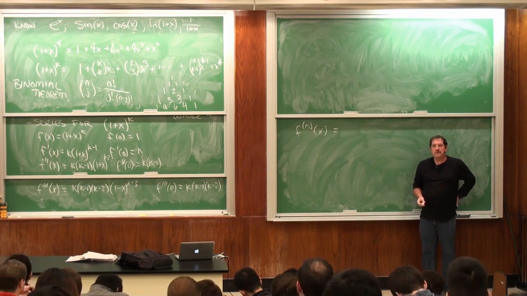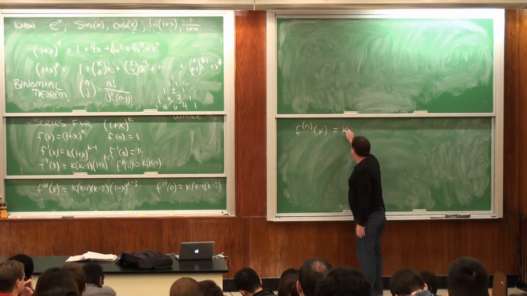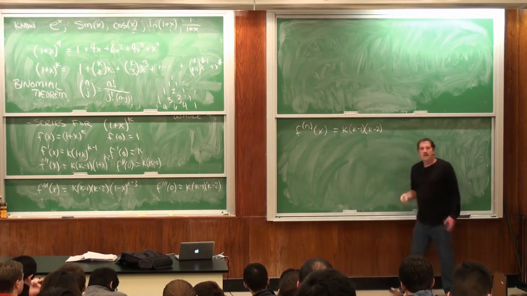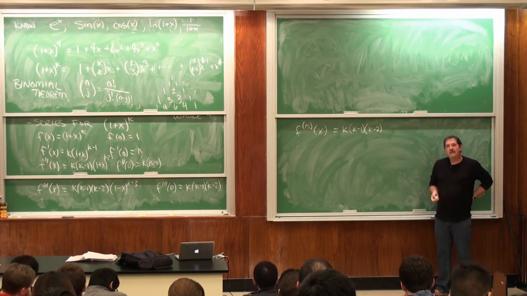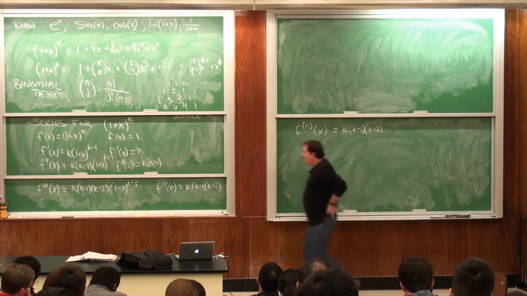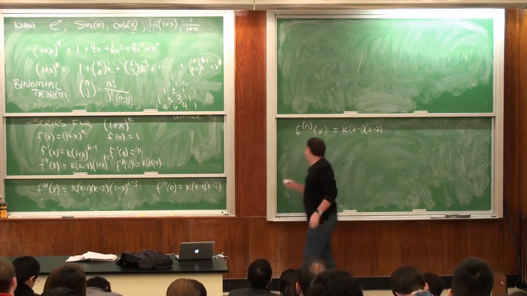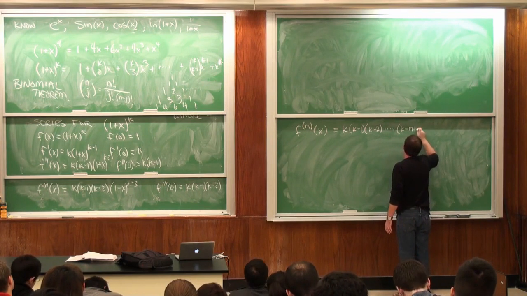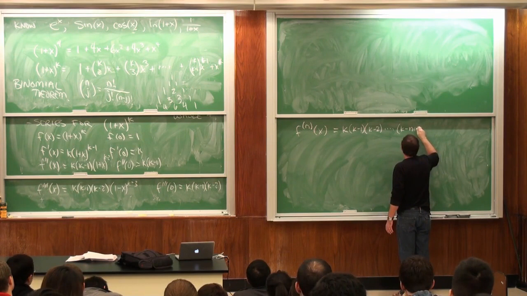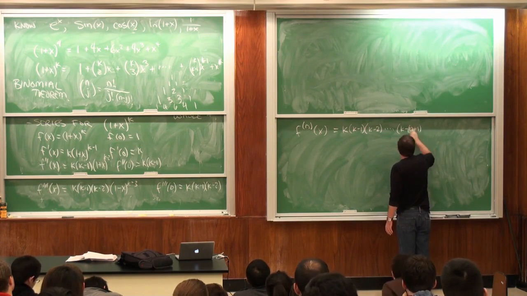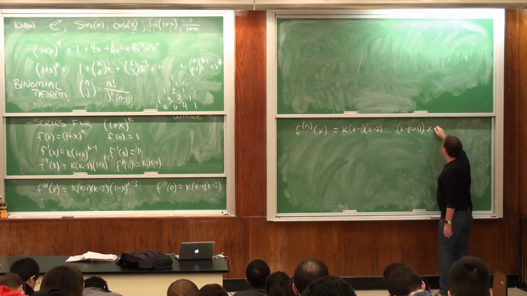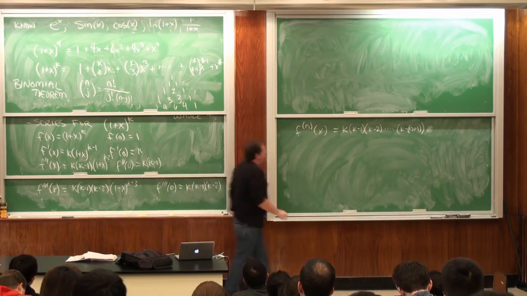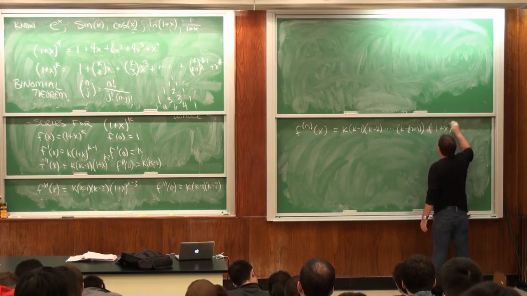Don't we know? Well, it'll start with k, and the k minus 1 will still be there, k minus 2 will still be there. When will I stop? Here I stop at k minus n plus 1. K minus n plus 1 is where I stop. And then I have a (1 + x) to the k minus n power.